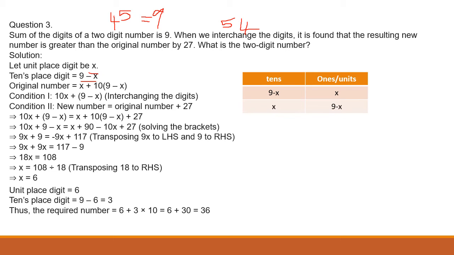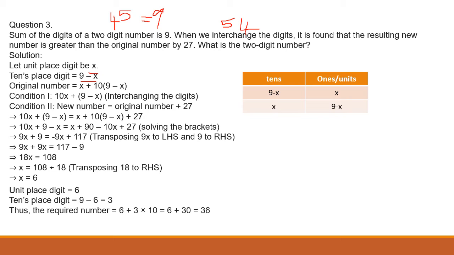Then the original number is x plus 10 into 9 minus x. Children, the original number is x plus 10 into (9 minus x). Where does this 10 come from? See, 9 minus x is in the tens place. 9 minus x is the face value. Its place value is tens place, so we want to multiply that number with 10. So x plus 10 into (9 minus x).